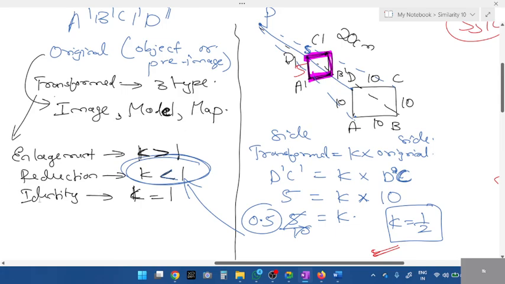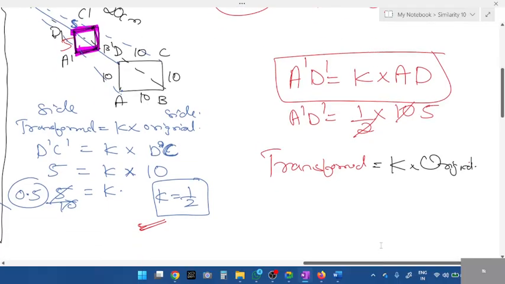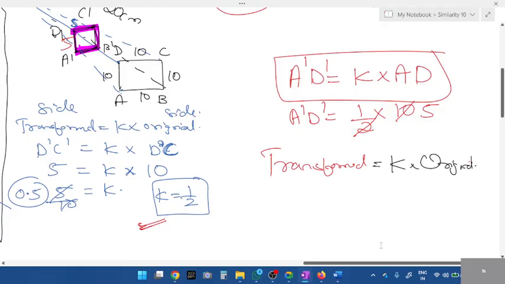Mostly we don't take this when we are solving enlargement or reduction. We just solve questions based on enlargement and reduction. K is equal to 1 by 2. This is the formula: transformed is equal to K into original. Is it clear? All of you understood?